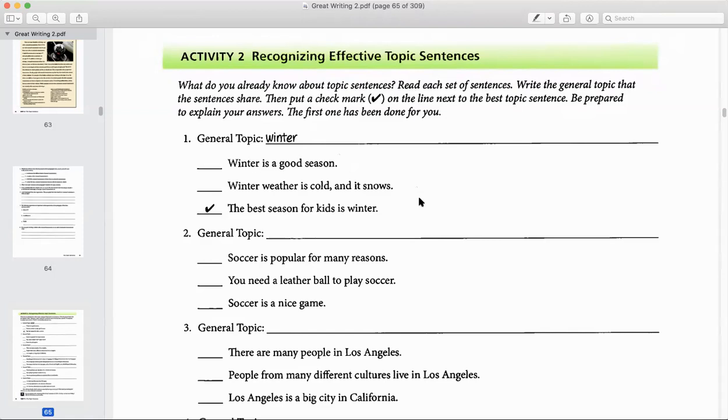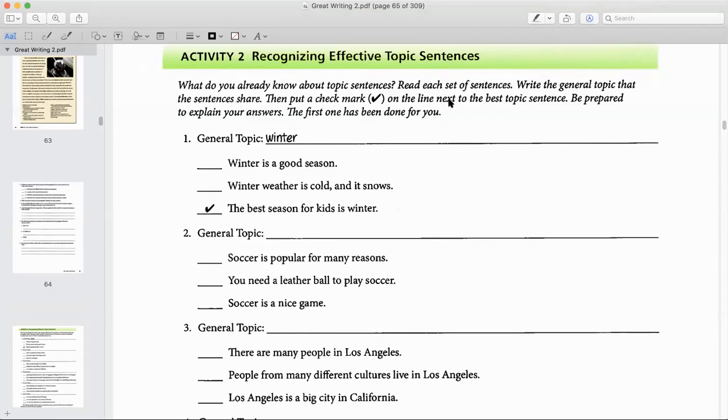So why, for number 1, we have winter is a good season. Okay. Winter weather is cold and it snows. Okay. The best season for kids is winter. Okay. So in this example, you would need to explain why winter is a good season is not a good topic sentence.